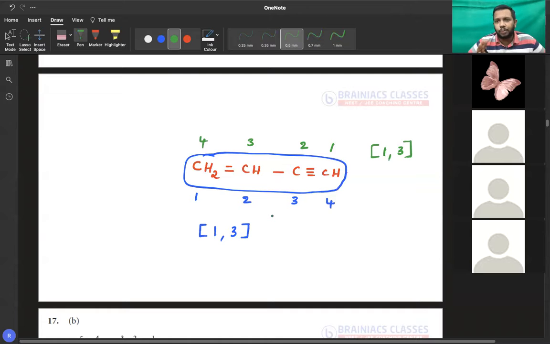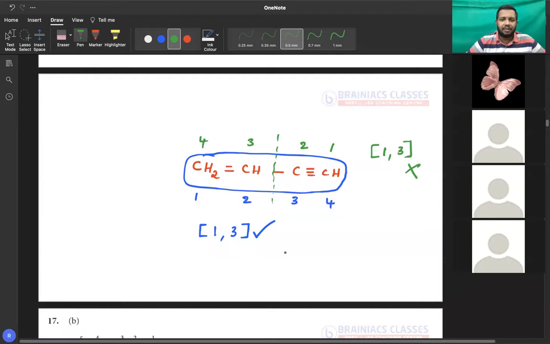So here comes the IUPAC rule. I hope you are remembering. Whenever the compound is symmetrical in nature and you have the same locants, then give preference to which one? Can you tell me? Give preference to double bond. Exactly. Super. So here the correct numbering is this one, and this is the wrong numbering.